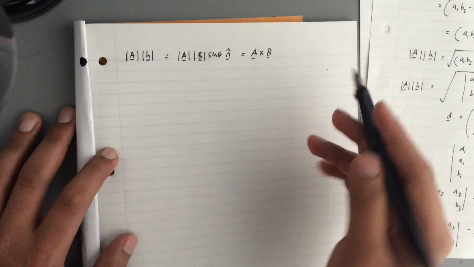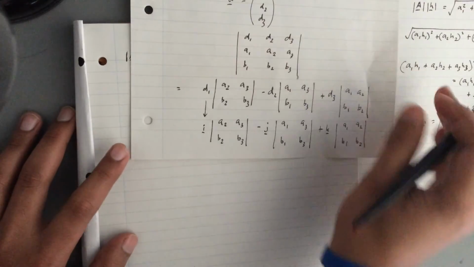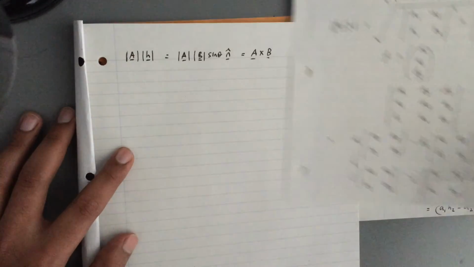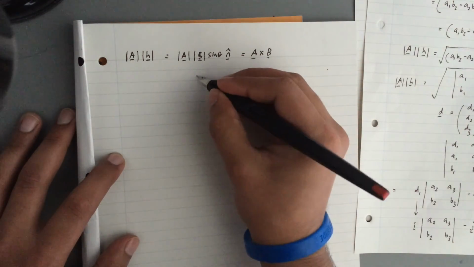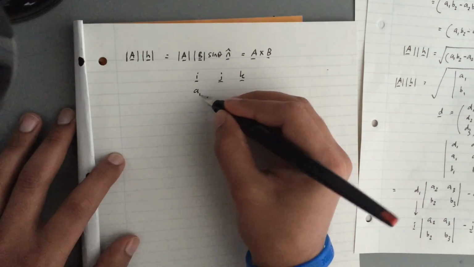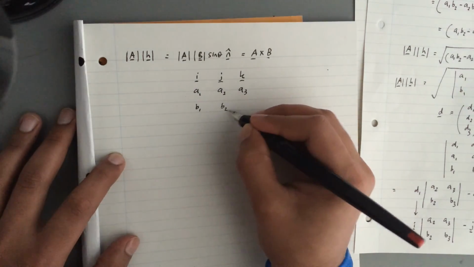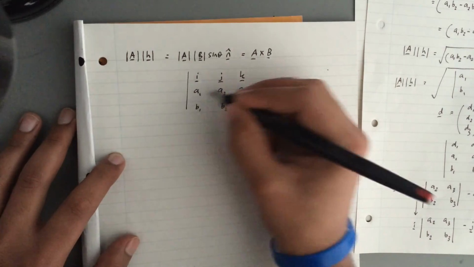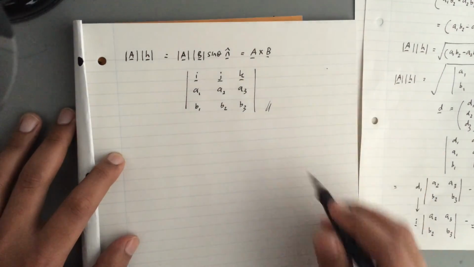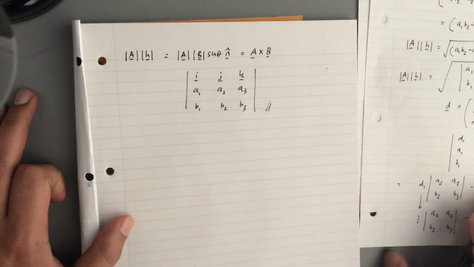And finally, we could write this in its determinant form, which will just be i j k, A1, A2, A3, B1, B2, B3. And that's our answer.